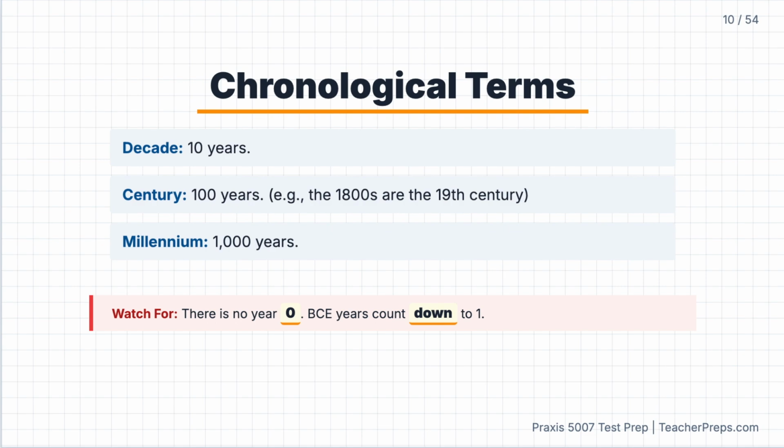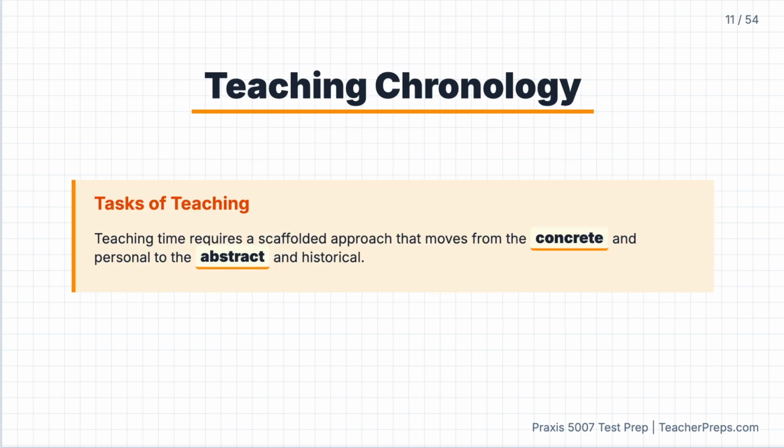It's possible to see tricky questions around this dating order, and remember that there's no year 0, and the BCE years count down. Now, when teaching chronology, the best practice that you'll want to look out for when checking answers A, B, C, or D on multiple choice questions is to start with a student's personal, concrete world before moving to abstract historical times.